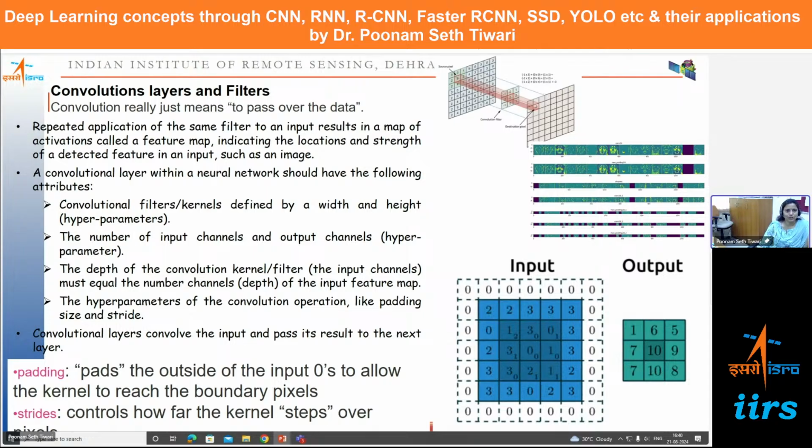So we have these convolution layers. Convolution means to pass over the data, and convolution filters or kernels are defined by the height and width of the filter, the number of input channels and output channels. All this comes under hyperparameters. You must have read the term hyperparameter tuning. So all these are hyperparameters: the depth of convolution filters, and the hyperparameters of the convolution operation like padding, stride and size. We will not go into these details because the time is very limited, and there are too many things to discuss.